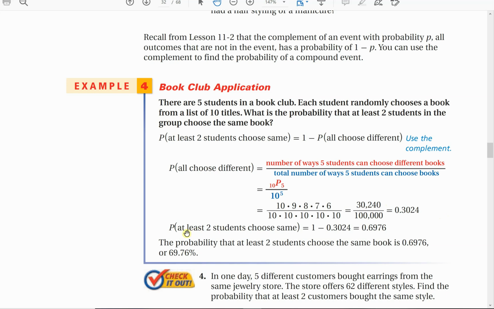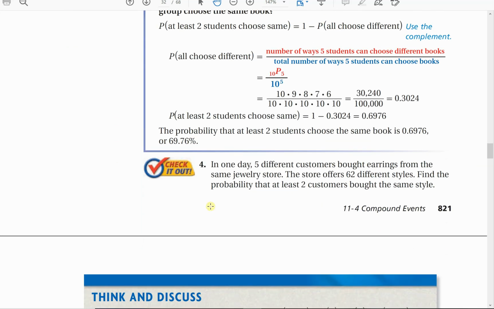So now the probability that at least 2 students chose the same book would be 1 minus 0.3024, or 0.6976. So about 69.76%. So sometimes it's easier to find the complement and then subtract from 1 to figure out what you're trying to find. That's going to happen when you've got multiple situations going on, and you'll know based on the homework.